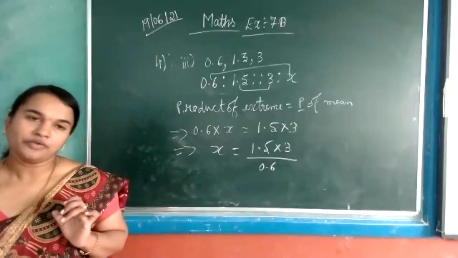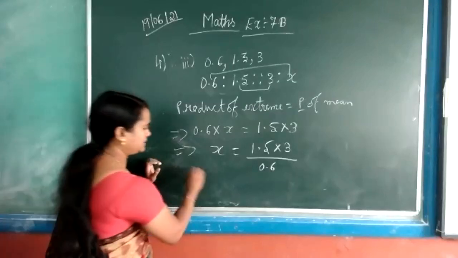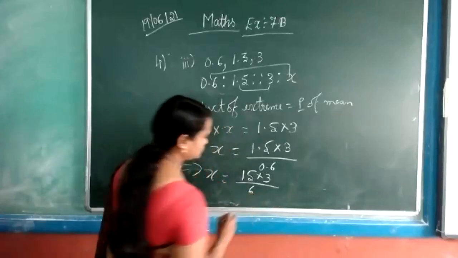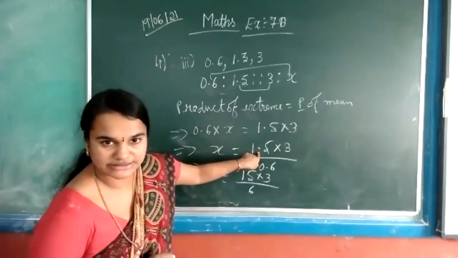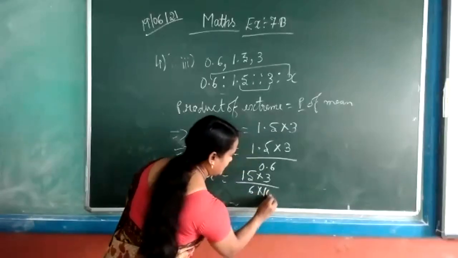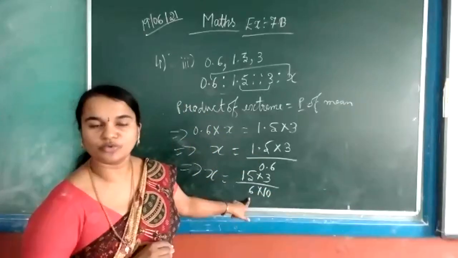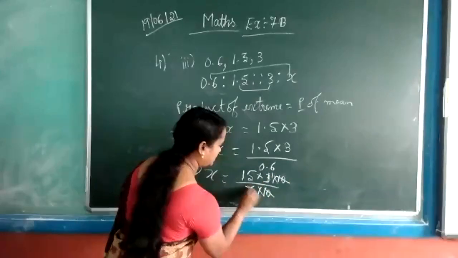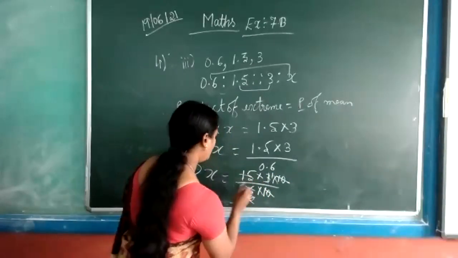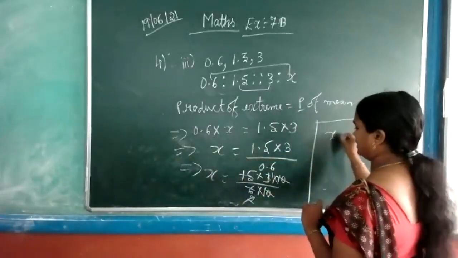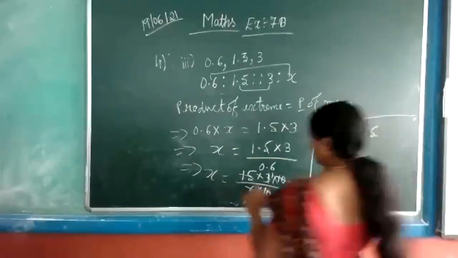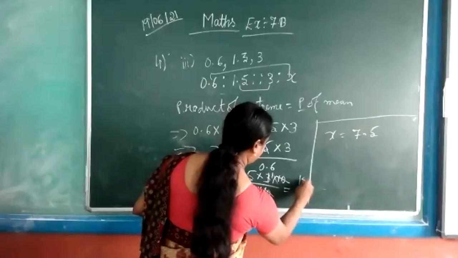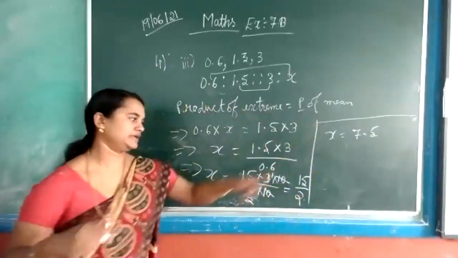So what is the first step? We have to remove the decimal point. That means x is equal to 15 into 3 upon 6. Children, I removed one decimal point in the numerator, that means multiplied by 10, and from the denominator also I removed one decimal point. So 10 cancels, 3 ones are 3, 3 twos are 6. So the value of x we get is 15 upon 2, and when simplifying, 7.5.